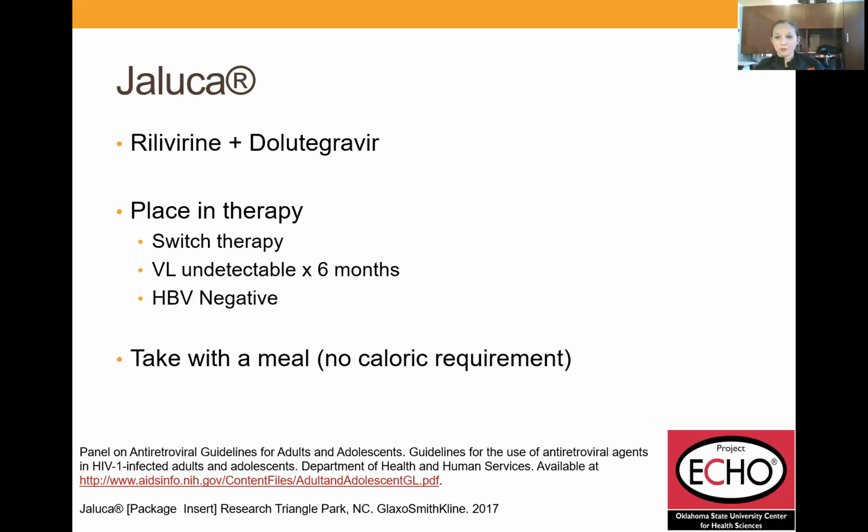The other note that I want to make here is that you cannot use it if you have an HBV positive patient. So if a patient has hepatitis B, you really shouldn't use Juluca because you don't have the appropriate hepatitis B treatment on board. You should use something with 2 nucleosides in it.